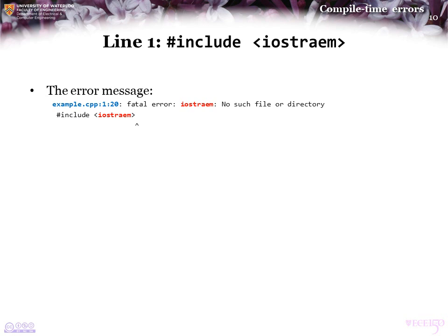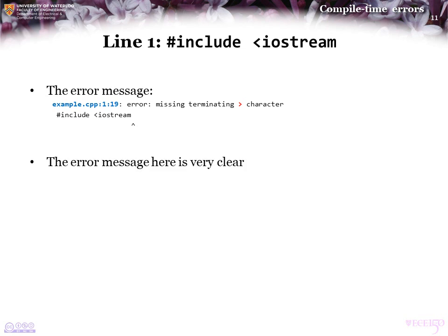If we misspell IOStream, it's quite clear. The file is not found. There is no file called IOStream. So if it can't find that file, then you've probably misspelt it. If you forget the closing angled bracket, at the very least, the compiler is actually very nice. It tells you, look, we're missing a terminating angled bracket here. Please add it in. So this is about as clear as you can get.